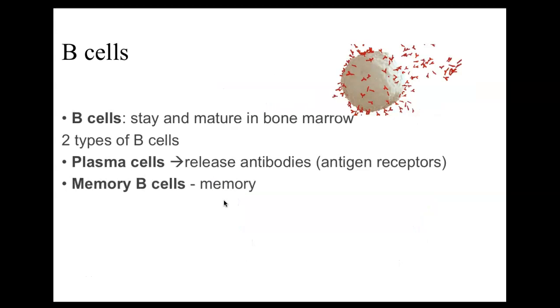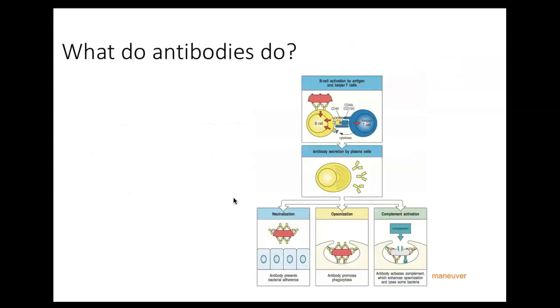So what B cells are going to do is they're going to release antibodies. Antibodies, the red thing in this picture right here, are going to also have a very specific fit for the antigen. So they're not just going to surround anything, it's a very specific fit. So there's two types of B cells, plasma B cells and memory B cells. Plasma B cells are going to release antibodies. Memory B cells are going to be stored for subsequent exposures. So what do antibodies do?